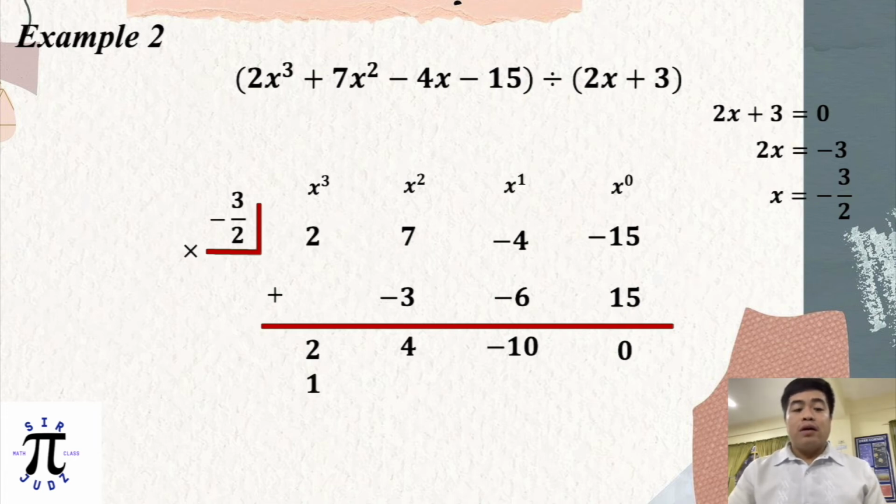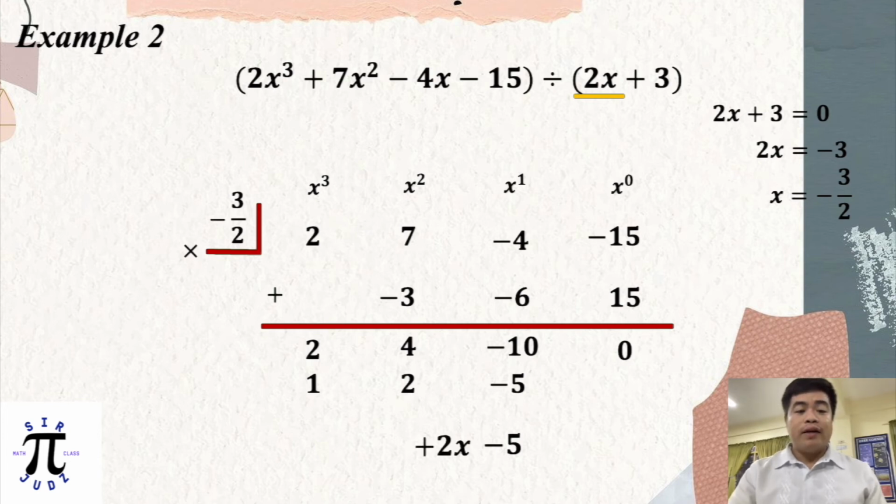And since the leading coefficient of our divisor is 2, we are going to divide 2, 4, and negative 10 by 2. So you have 2 divided by 2, 1. And 4 divided by 2, 2. Negative 10 divided by 2, you have negative 5. So, yung 1, 2, and negative 5 will be the coefficients of our quotient. So, constant term, negative 5.